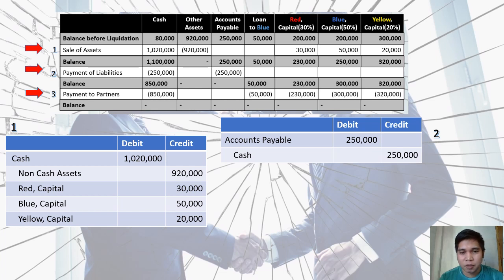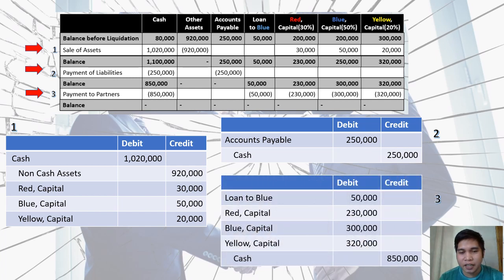And third entry, payment to partners. Basically, debit lang tayo ng loan to Blue kasi babayaran na natin si Blue amounting to 50,000 pesos. Kay Red Capital, yung balance niya 230. Kay Blue Capital, we have 300,000. Kay Yellow Capital, we have 320. Then credit tayo ng cash 850,000 pesos kasi ayun yung balance ng cash. Kung mapapansin nyo at the end of the day, wala na pong laman yung ating libro kasi na-distribute na po natin lahat doon sa ating partners. Ang ginawa lang natin by process, kasi hindi po pwedeng mauna yung payment to partners unless otherwise nabayaran na natin yung liabilities.